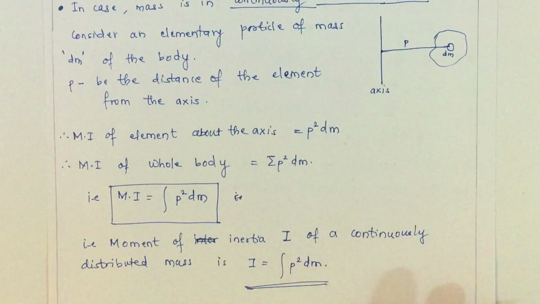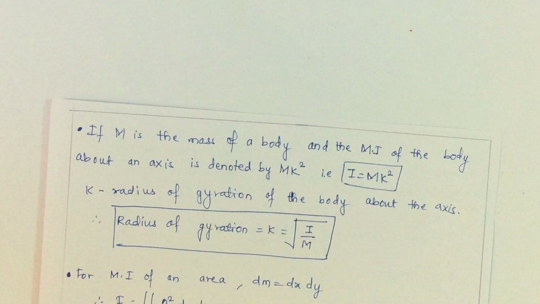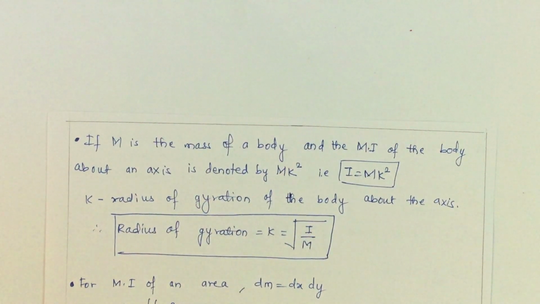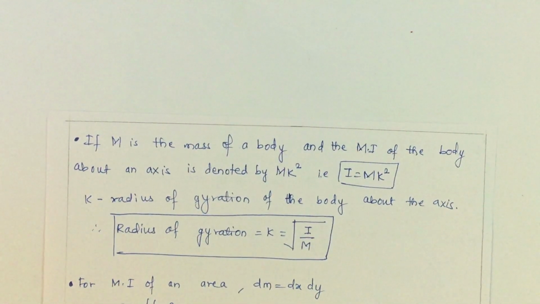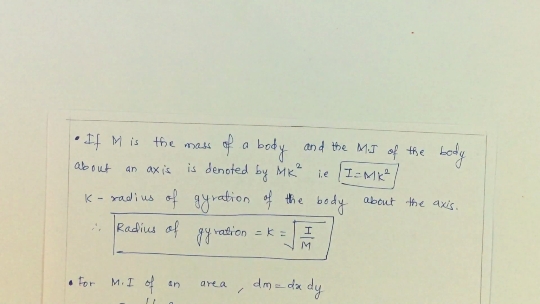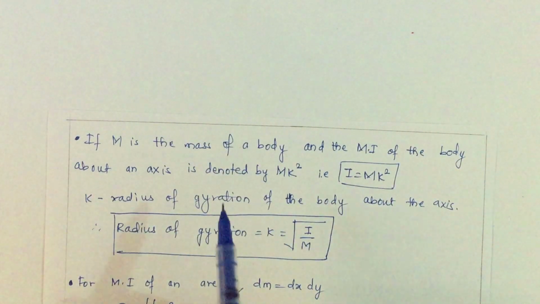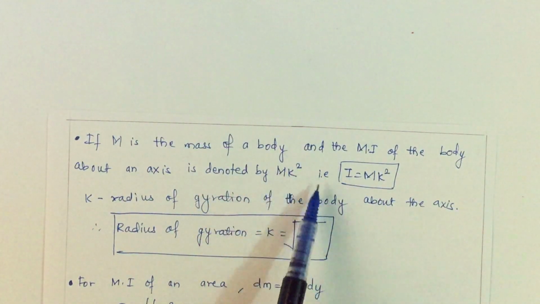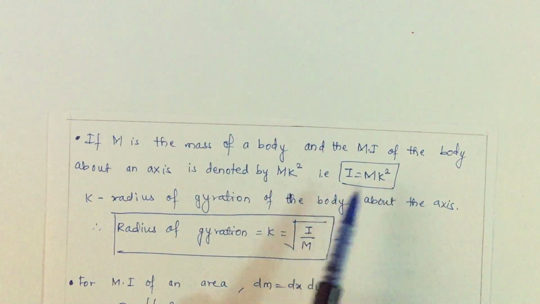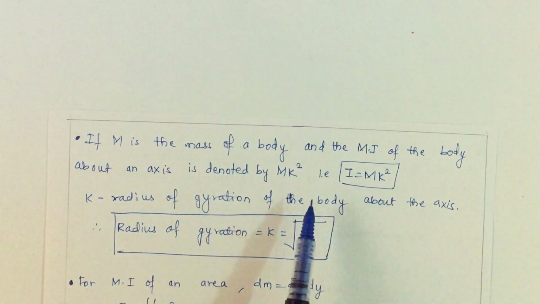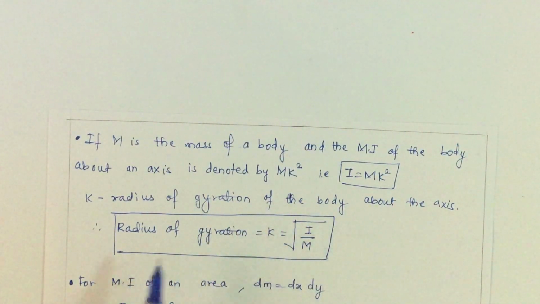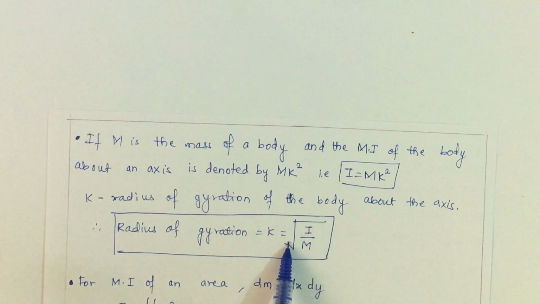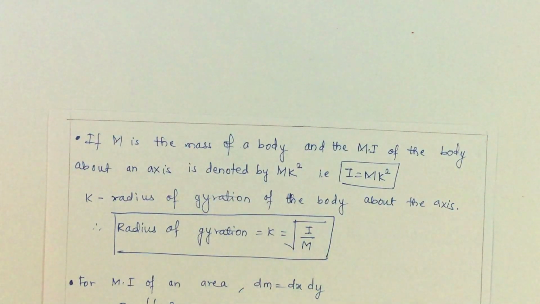Now if M is the mass of the body and I is the moment of inertia about an axis, then I is denoted as M k square, where k is known as the radius of gyration of the body about the axis. Then the radius of gyration can be given as root of I upon M.